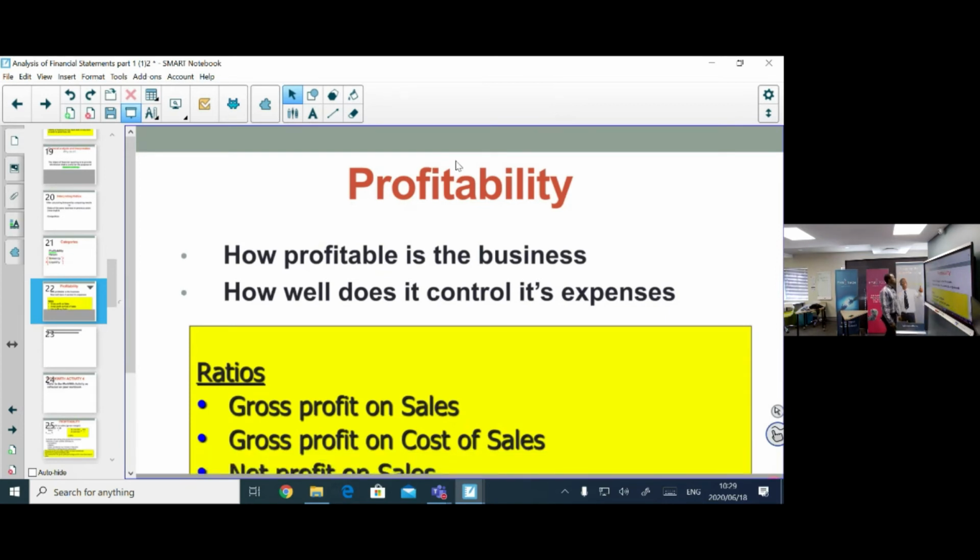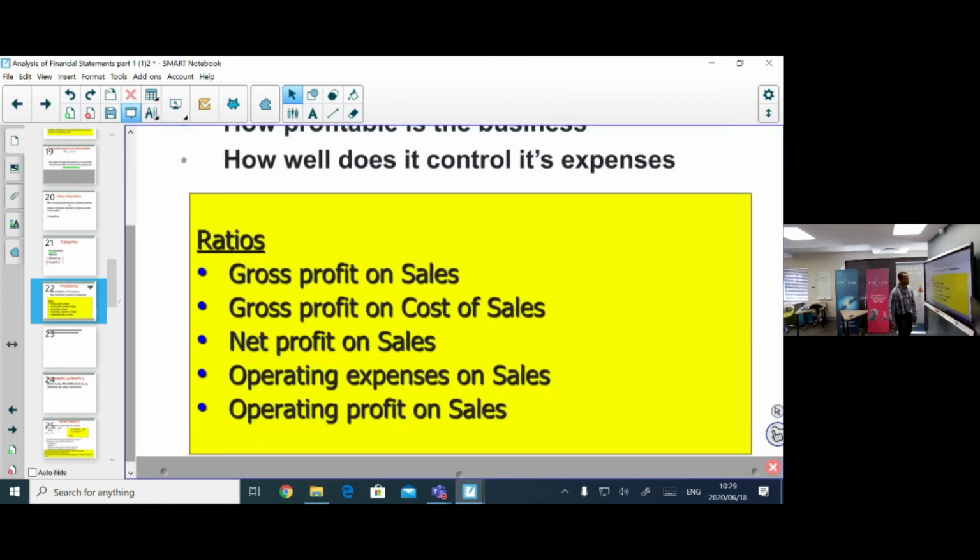So profitability, how profitable is the business? How well does it control its expenses? Remember, for you to make a lot of money in the business, just in a logical way, for you to make a lot of profit, it's either two things. It's either you minimize your operating cost, or you increase your gross profit percentage. One of the two, you see.